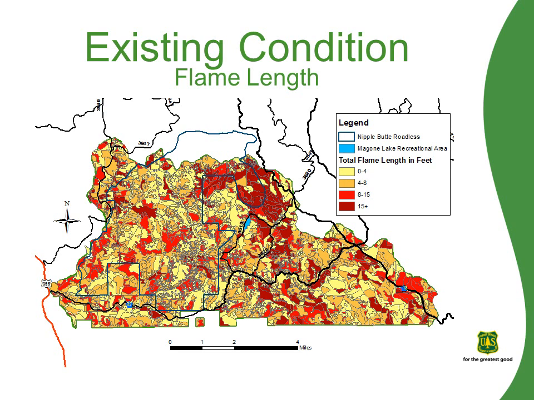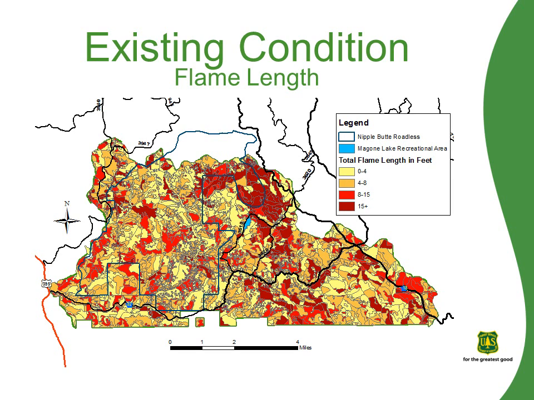When you get into the 8 to 15 range, direct attack's probably not an option anymore. We're going to have to back off, and depending, if we don't back off far enough, even indirect attack can be questionable. We're going to have to get way out ahead of these fires, and again, use all the equipment, the engines, dozers, and the aircraft, to try and facilitate indirect tactics. And then anything over 15, essentially no form of attack is going to be successful. At this point, you're just waiting for a change in the weather or a change in the fuel model.